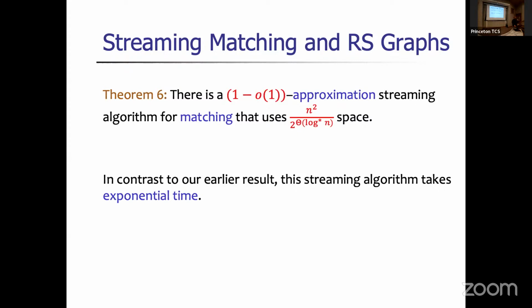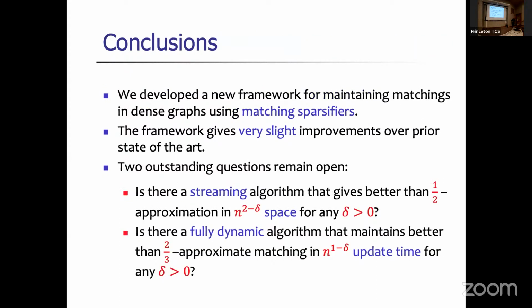Okay, looks like I'm doing good on time. So, let me then just conclude. We developed a new way of approaching the problem of maintaining large approximate matchings in dense graphs using this notion of matching sparsifier. The framework gives some very slight improvements over prior state of the art. And most importantly, the two outstanding questions, which were the starting point for our work, and which may be especially of interest for students looking for problems, actually still remain open.